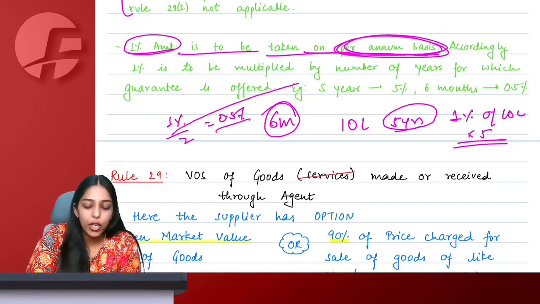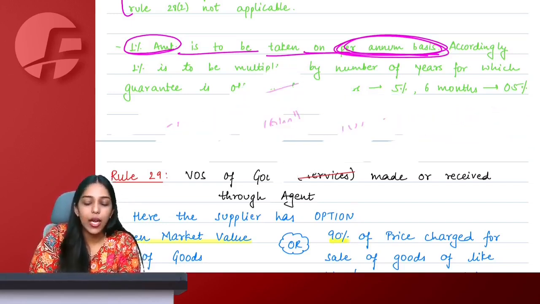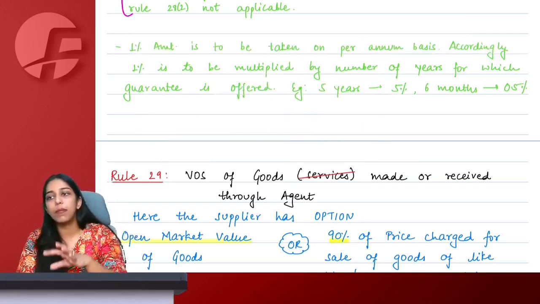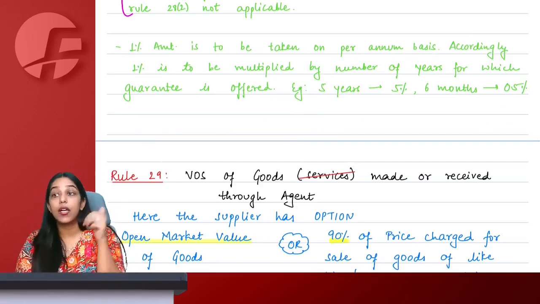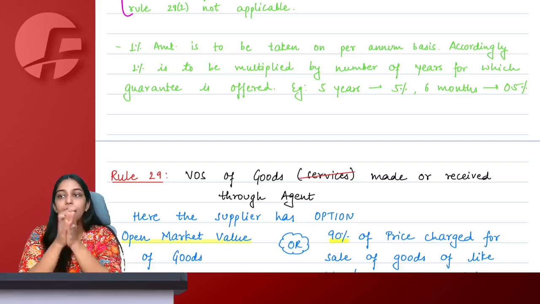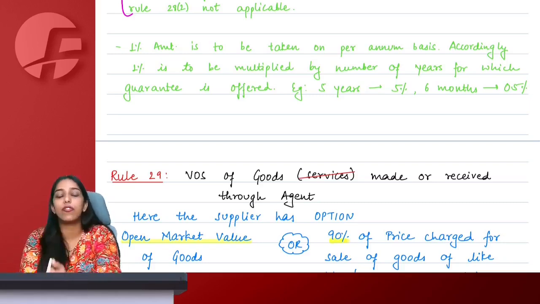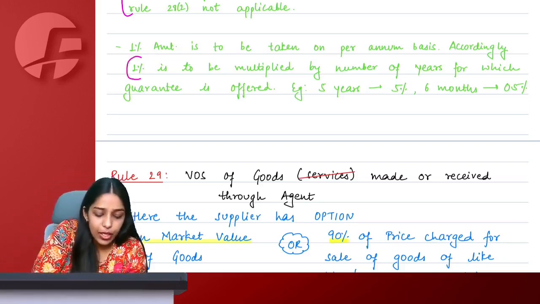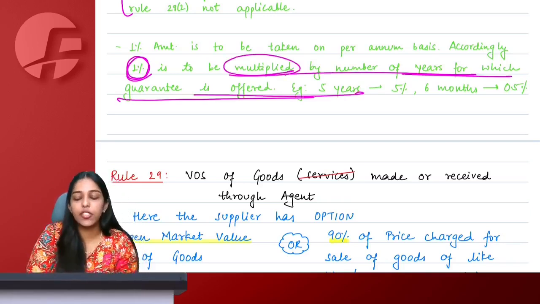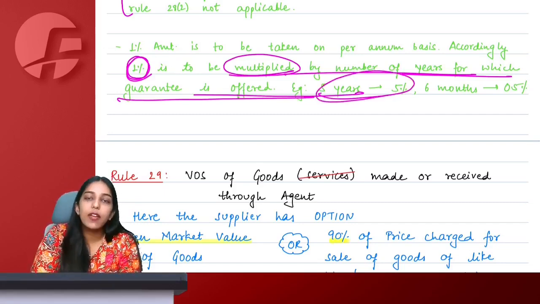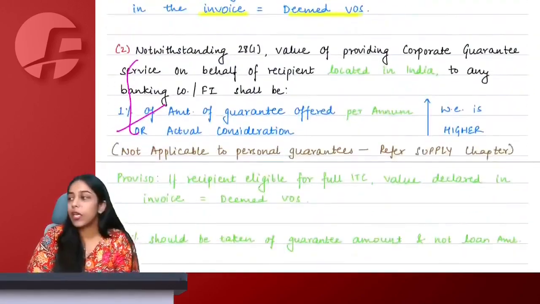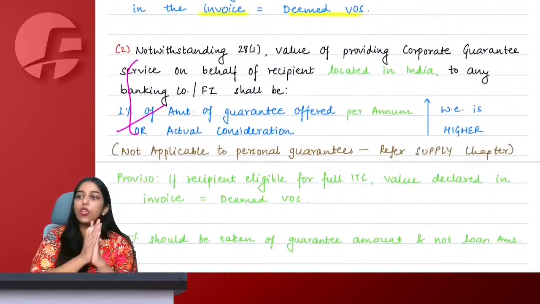This per annum wording has now been inserted via amendment. Initially, this was not per annum. So what people used to do was simply take 1% on 10 lakh and be done with it. The government is saying no. If the tenure of the loan is 5 years, then you will have to do 10 lakh into 1% into 5. So this 1% has to be multiplied by the number of years for which the guarantee is offered. So 5 years, 5%. 6 months, 0.5%. So here we are simply saying, if ITC is eligible, then you forget everything.